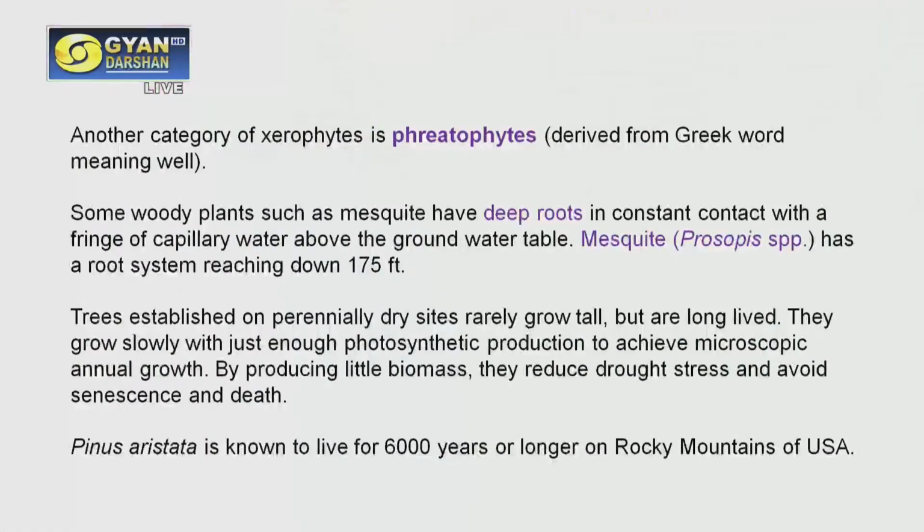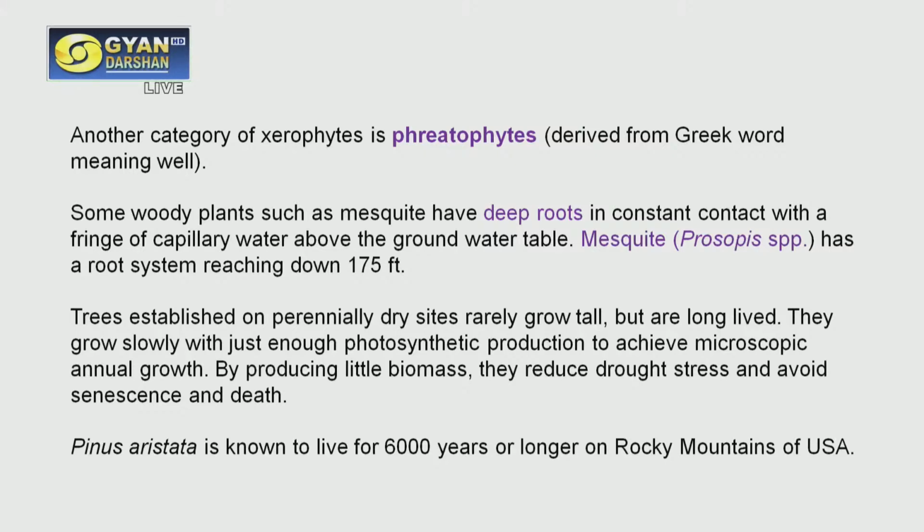There is yet another category of xerophyte which are called the phreatophytes, derived from the Greek word meaning well, that is, maintaining well. Like there are some woody plants such as mesquite, that is Prosopis, which have deep roots in constant contact with a fringe of capillary water above the groundwater table, and it has a root system reaching down 175 feet. Pinus aristata is known to live for 6,000 years or longer on rocky mountains of USA. So these are all examples of the phreatophytes.